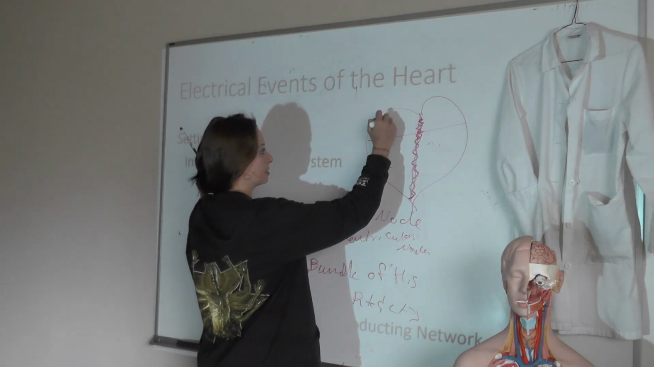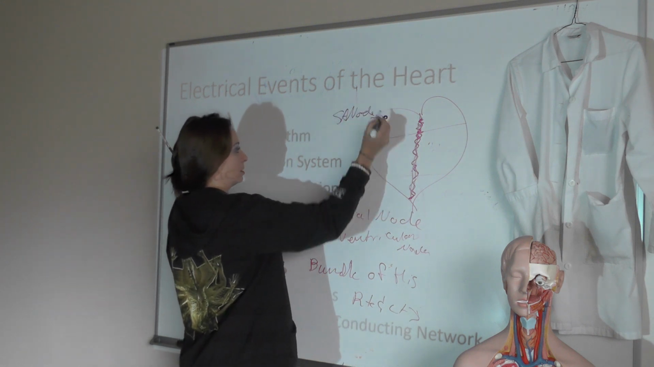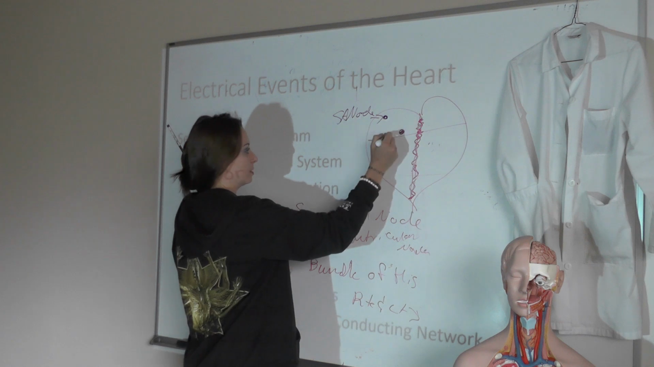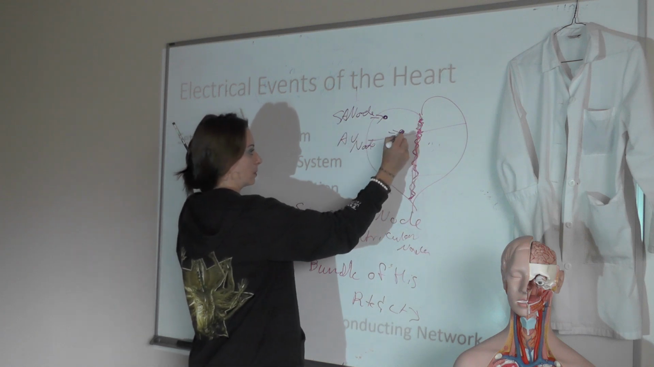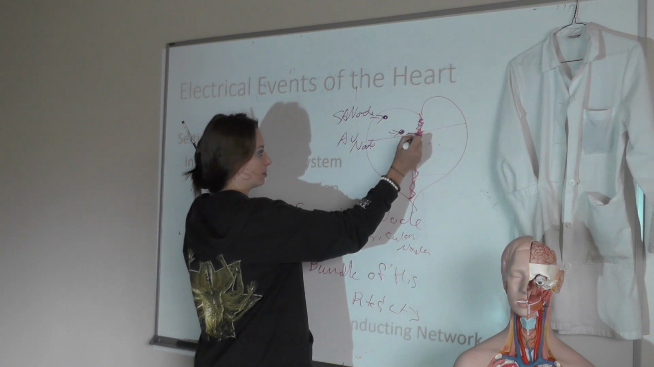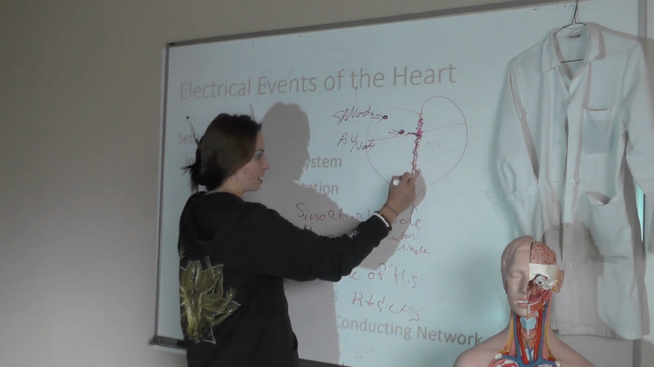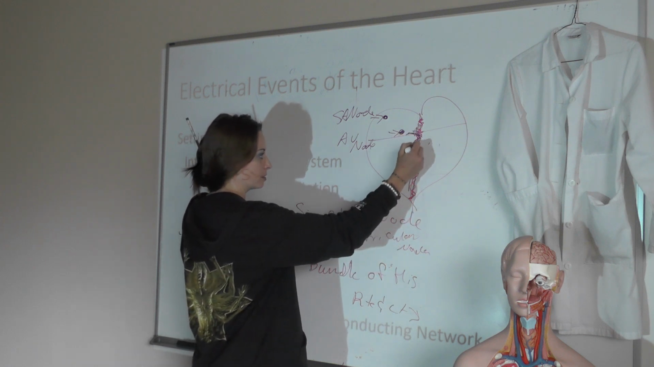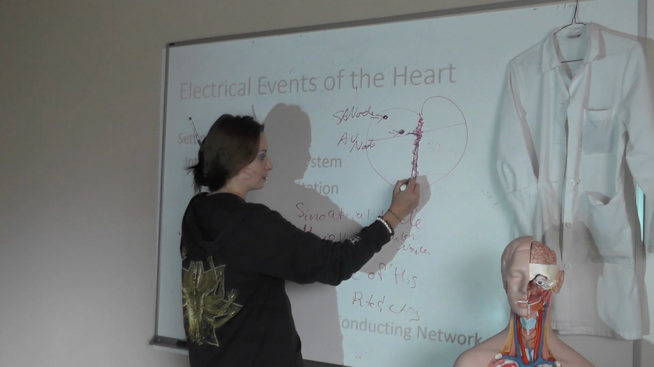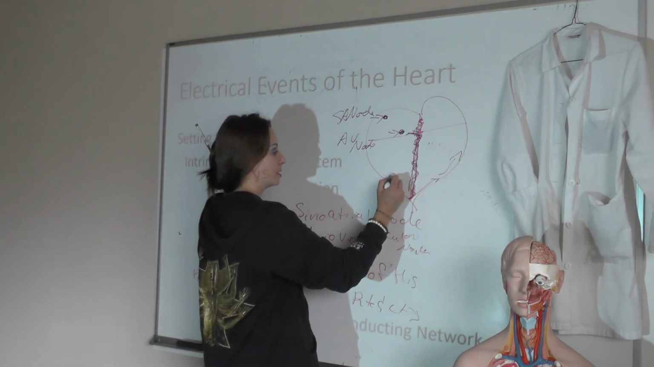Okay, so right up here is my SA node. Here's my AV node. Then I'm going to go to my AV bundle, and from there I'm going to go down my right and left bundle branches. These structures are insulated by the fibrous skeleton of the heart, and then from there I'm going to go up my Purkinje fibers.